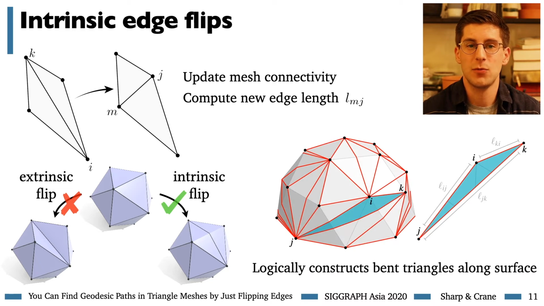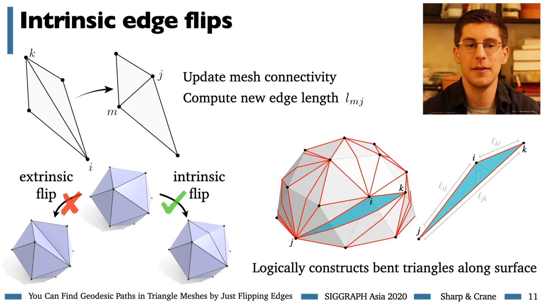As we flip many edges, we'll be implicitly constructing these long bent triangles along the surface. But it's important to remember that we won't need to explicitly represent how these triangles lay across the surface. The representation is always just a fixed amount of data for each edge, and the core of the edge flip is just a simple constant time operation.